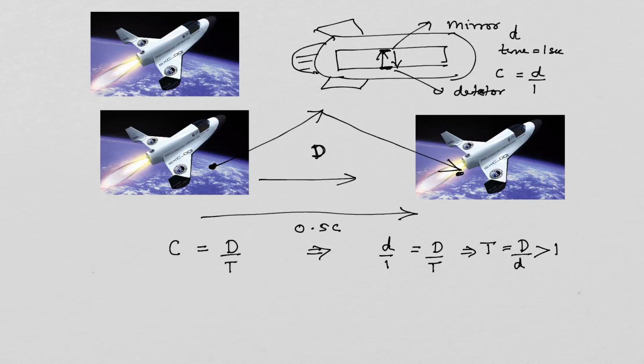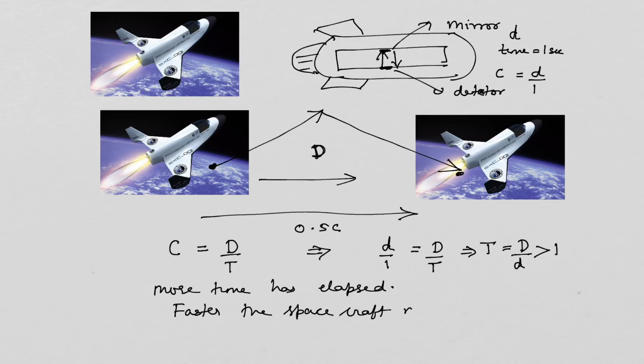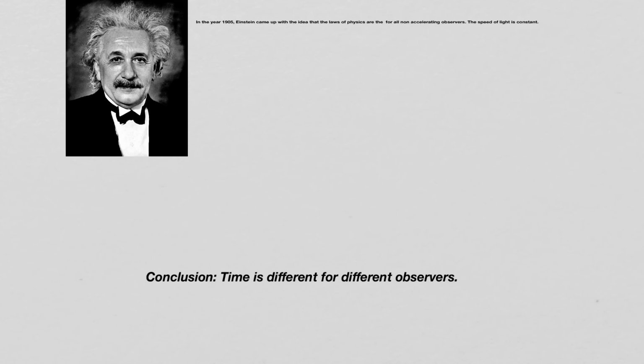Now this would mean that more time has elapsed inside the spacecraft. So faster the spacecraft moves, slower the time passes for the person inside the spacecraft. So this would mean that one day in a spacecraft would mean several years for a person on stationary Earth.